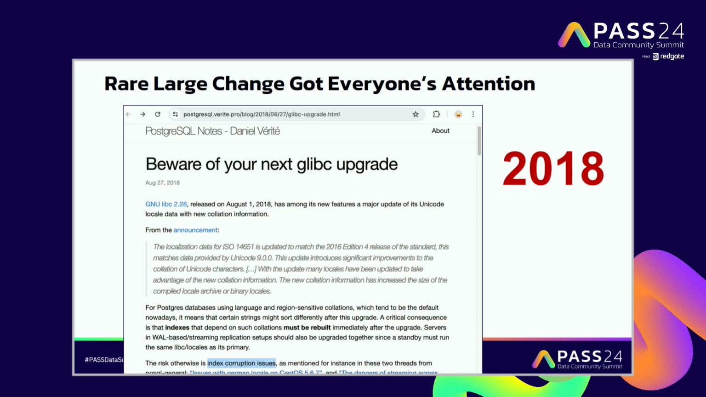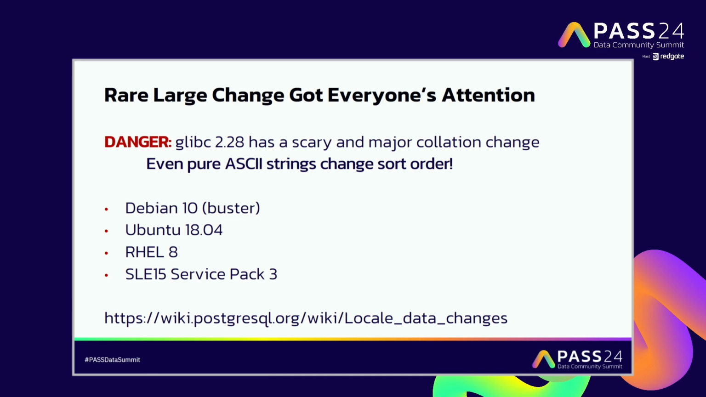glibc 2.28 was released, and in 2.28 they were bringing their collation code up to date with Unicode 9. In the process of doing that, one of the things that got impacted was the way they deal with white space. So you could have a letter, then a dash, then a letter, and the way that was sorted could change when you went up to glibc 2.28. The net effect is that even strings that are pure ASCII could change sort order. This made it a really very impactful thing.